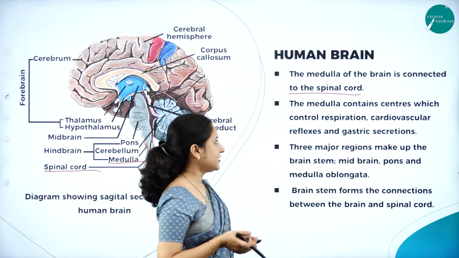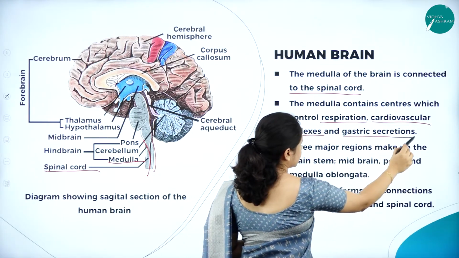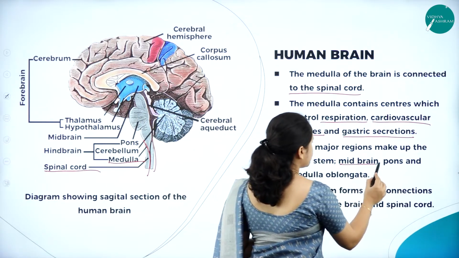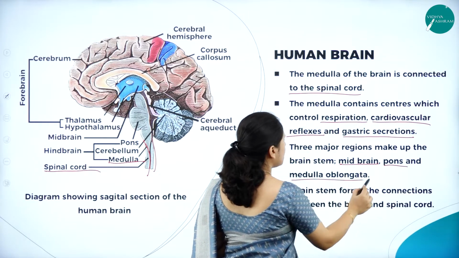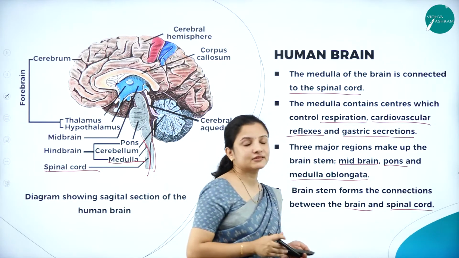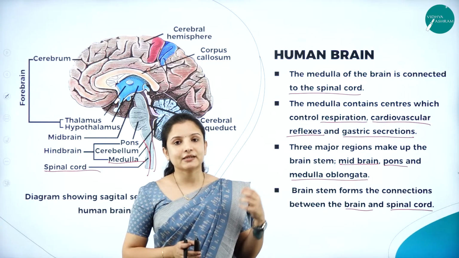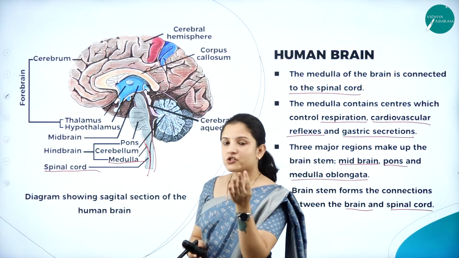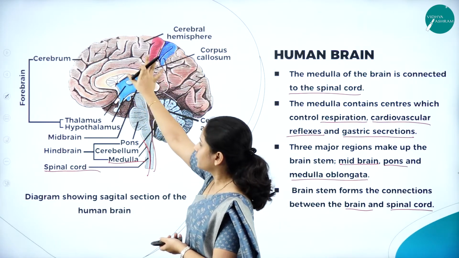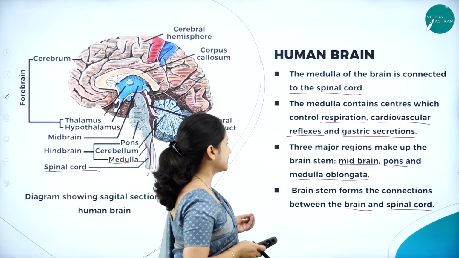Medulla contains certain centers which control respiration, cardiovascular reflexes and gastric secretions. And 3 major regions make up the brain stem, which are the midbrain, pons and medulla oblongata. And the brain stem forms the connection between the brain and the spinal cord. They are called a stem. Just as a stem connects the upper part of a plant to the root, just like that here also, the hindbrain, which consists of the pons, cerebellum and medulla, forms the stem connecting the upper parts of the brain, the forebrain and the midbrain, to the spinal cord. So that is why they are called the stem of the brain.